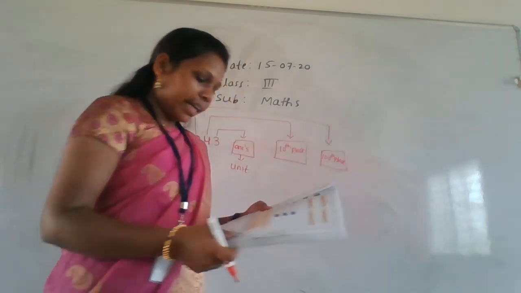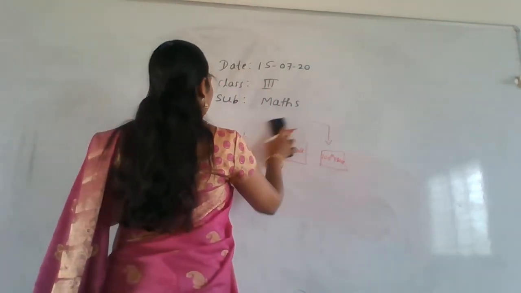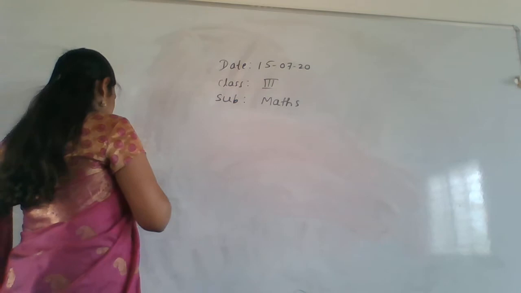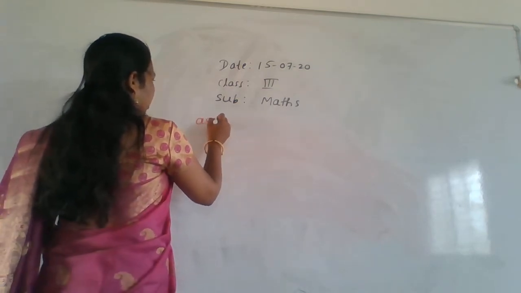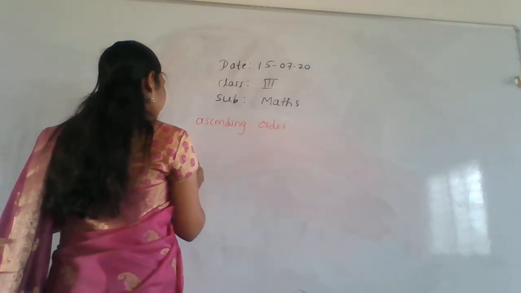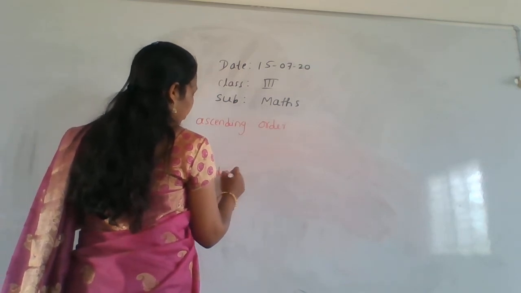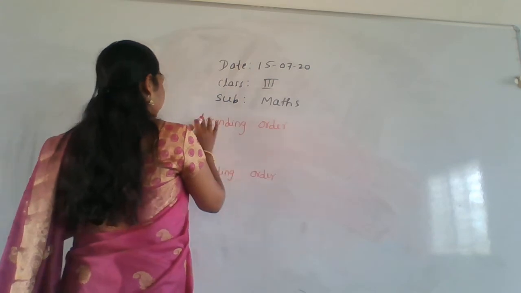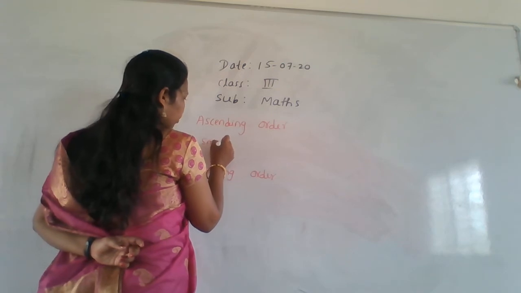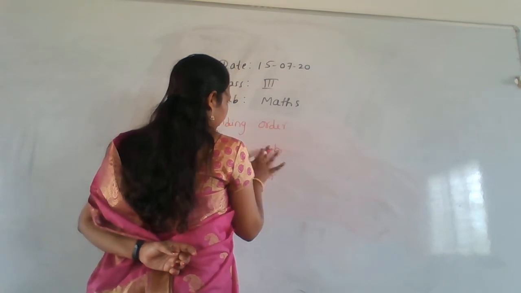Next one, what have they given? Write it in ascending order. You know ascending order as well as descending order. How to write the ascending order numbers here? Ascending order means ascending order and descending order. Okay, ascending means smallest to biggest number.